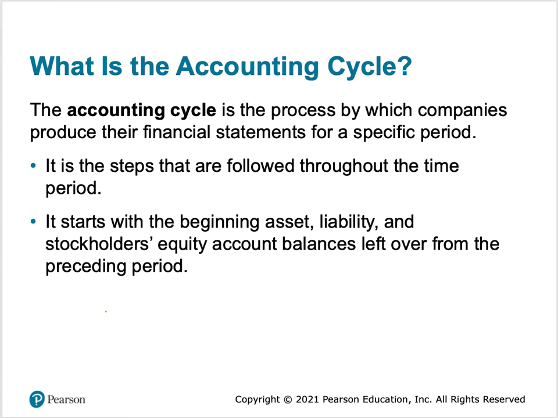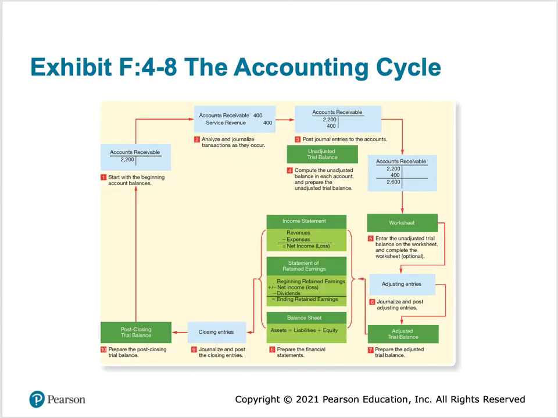And it always starts with the beginning assets, liabilities, and stockholders' equity account balances left over from the previous period. So whatever we ended last period with, we pull over to start our new accounting cycle. And Exhibit 4-8 gives us a nice little picture of what the accounting cycle looks like. So you can see here in Part 1, we're starting with the beginning balances from the previous quarter, or month, or year, or whatever time frame we're talking about.